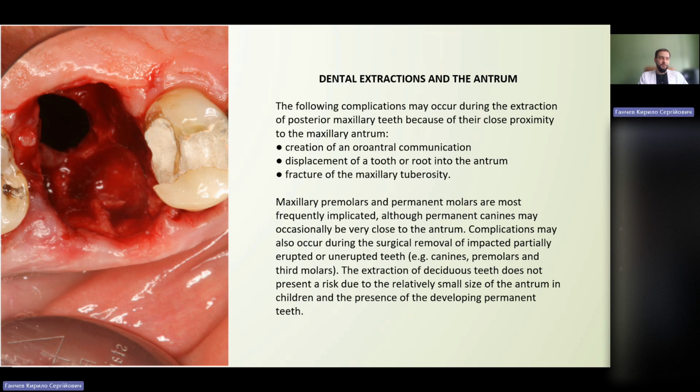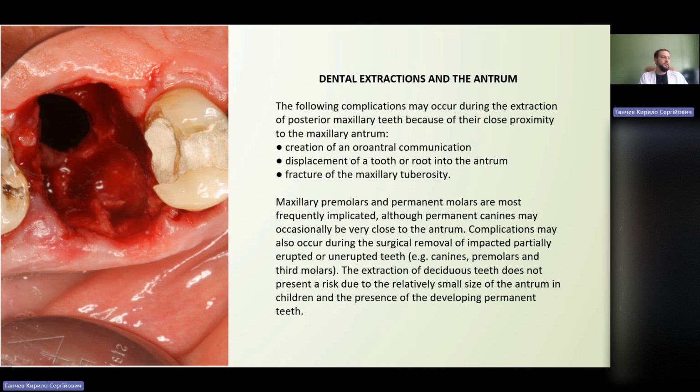So we have the following complications that occur during the extraction of posterior maxillary teeth because of the close proximity to the maxillary antrum: creation of oroantral communication, displacement of a tooth or a root into the antrum, and fracture of the maxillary tuberosity. Maxillary premolars and permanent molars are most frequently implicated, although permanent canines may occasionally be close to the antrum.